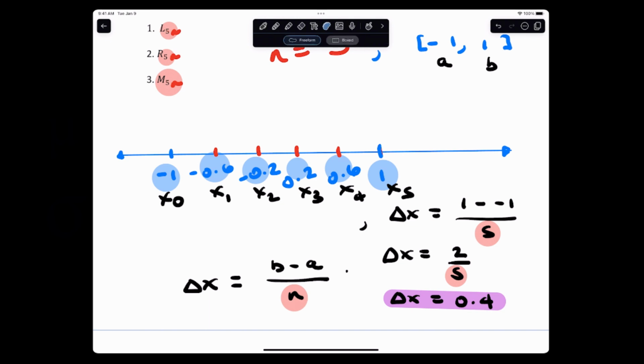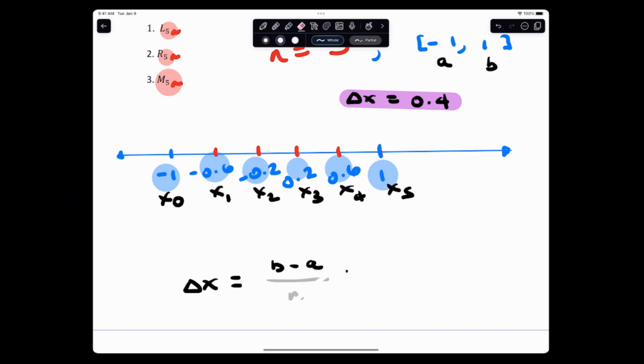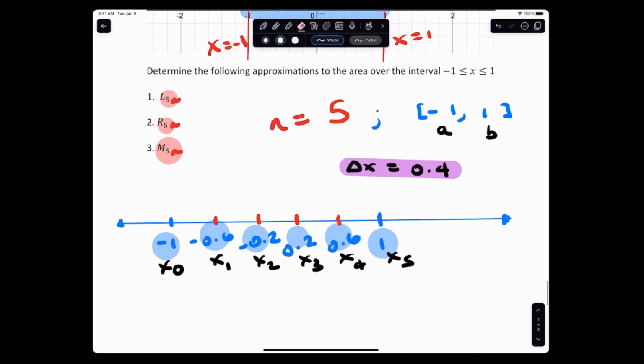So I'm going to put this delta x up here. It's already in your notes where that came from. And we're on our way. This, believe it or not, is the hardest part. You guys know what I'm saying? This is the hardest part.